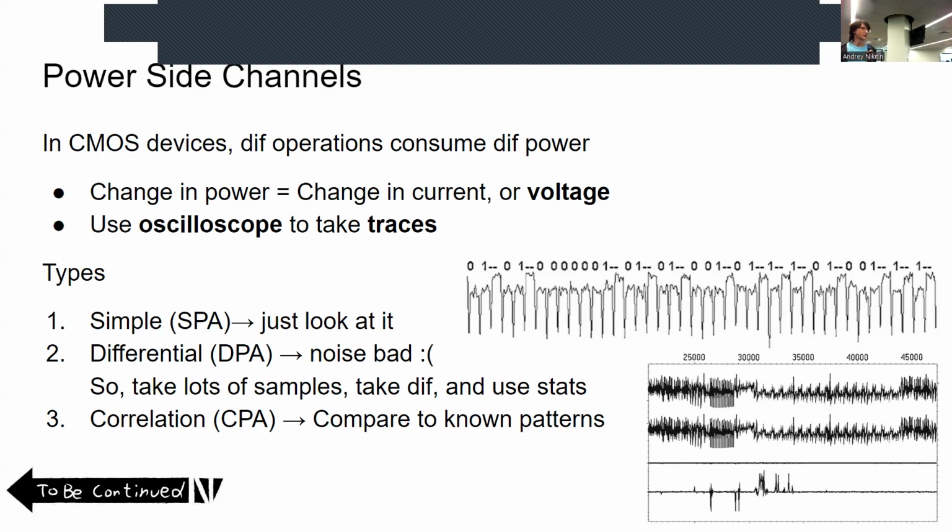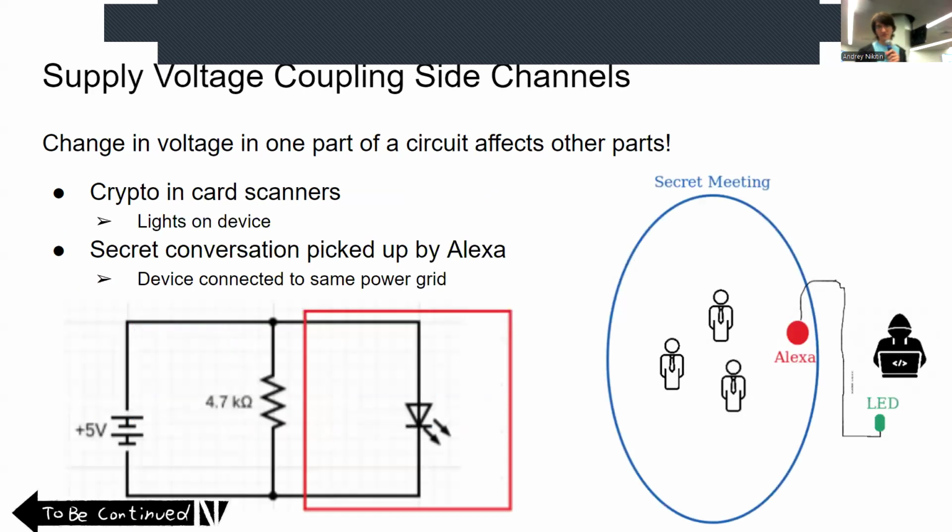We just take a power trace, measure the consumption. The really cool stuff happens when we take it one step further. This is known as supply voltage coupling. Basically, we have our device. It's part of a circuit, right? But there's other things attached to that circuit using the same power supply.